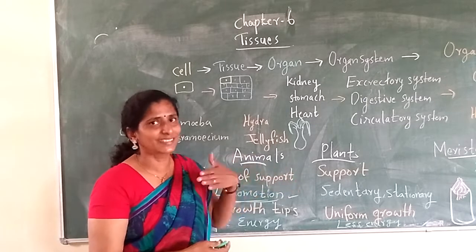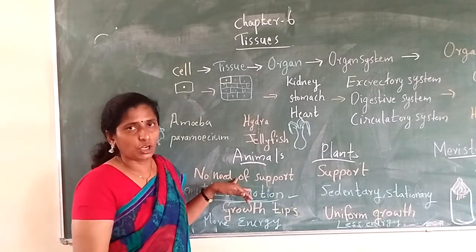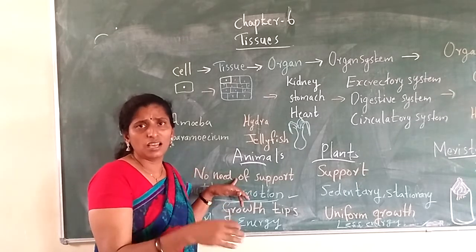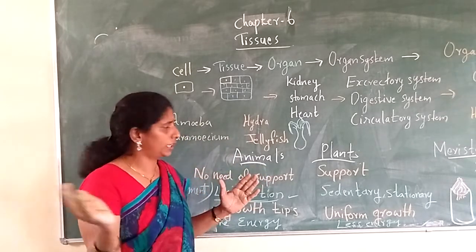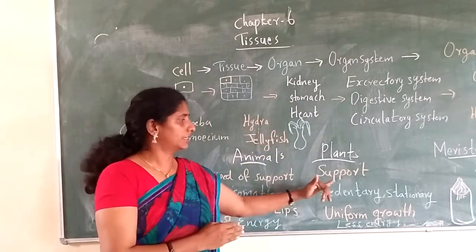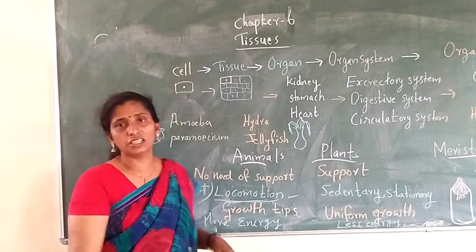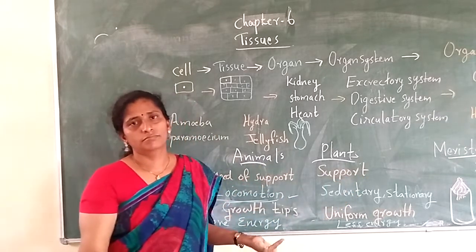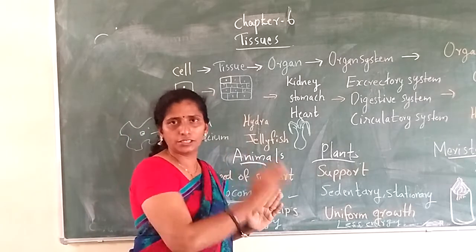So now we are saying the difference. The first one is what? Animals need not much support because they can move anywhere they want to. They can do locomotion and different activities. But plants are standing in a particular place, so they need support and will have a lot of supporting tissue. The second difference is that animals can do locomotion, but plants are stationary. They can't move from place to place.